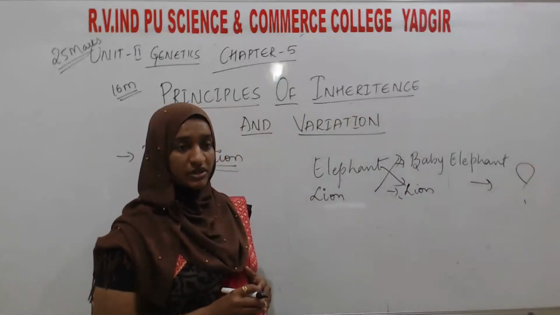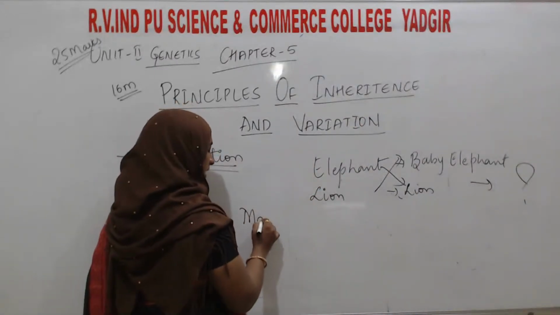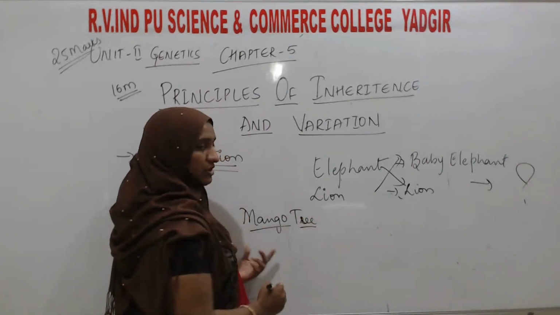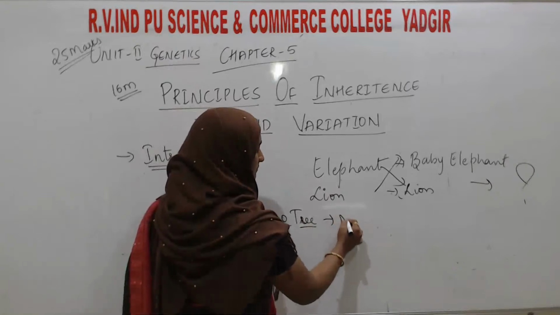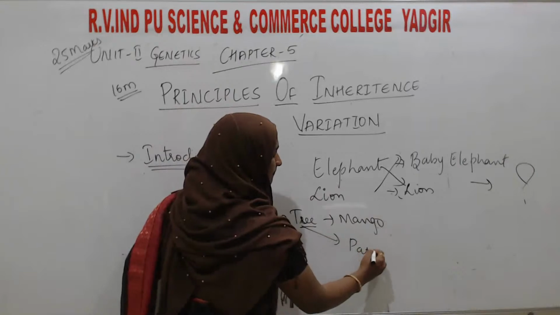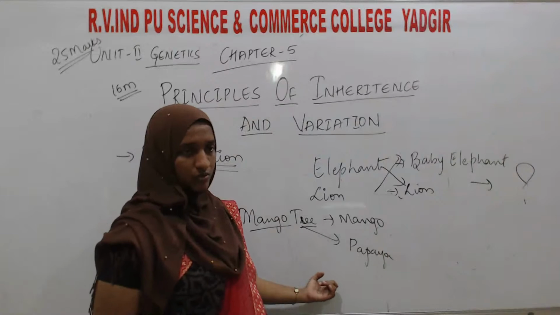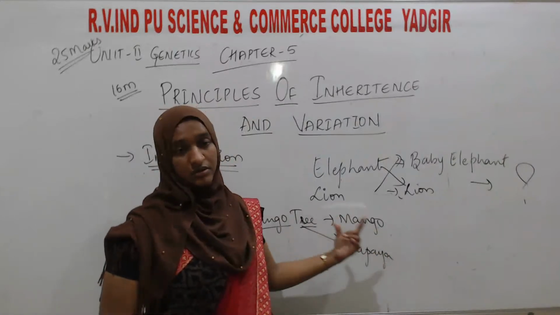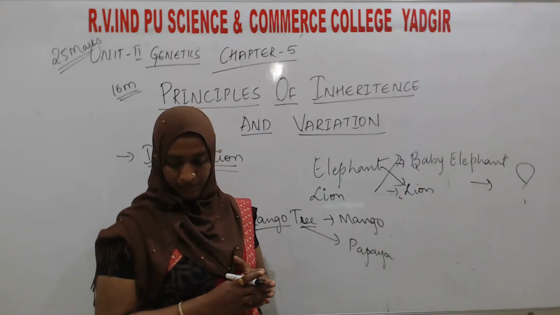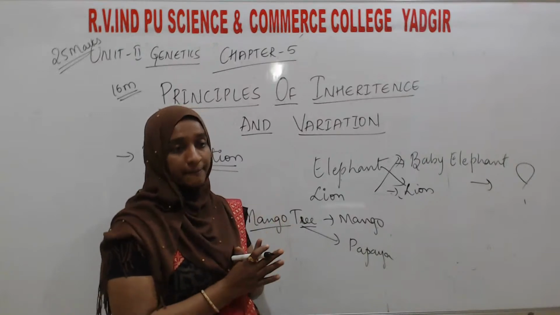For example, one more example. This is about the animals. If you take one example of a plant, for example, the mango tree. A mango tree will give the mango only. This mango tree will not give the papaya. Whether a mango tree will give the papaya? No. A mango tree will form what? That is the mango. Okay, they will form the seed. That seed will be forming a mango.